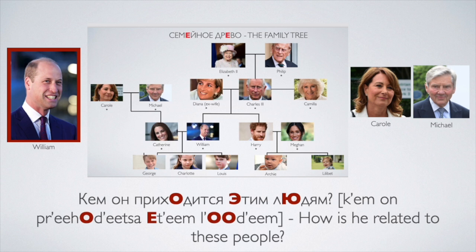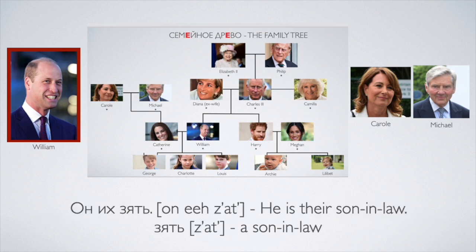Let's see what Catherine's parents would call William in Russian. Кем он приходится этим людям? How is he related to these people? Он их зять. He is their son-in-law. Зять. Your daughter's husband is зять for you.